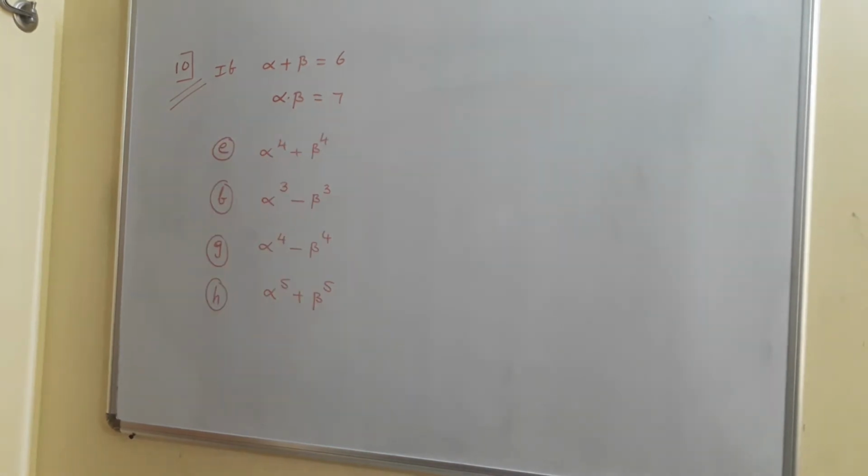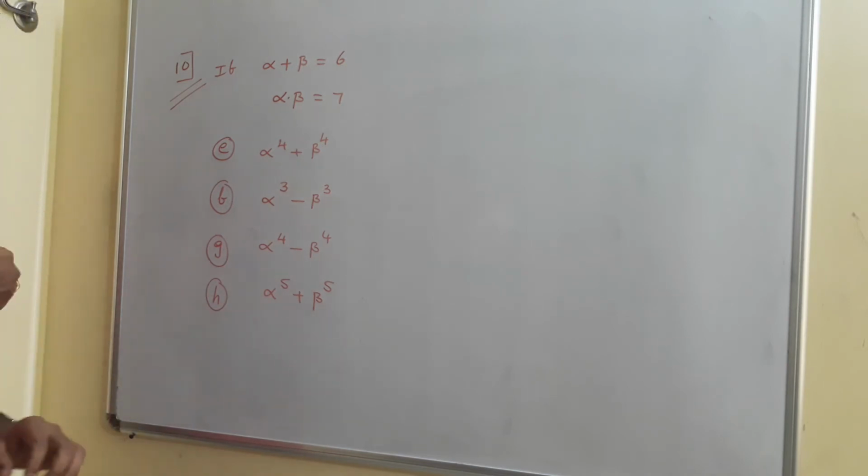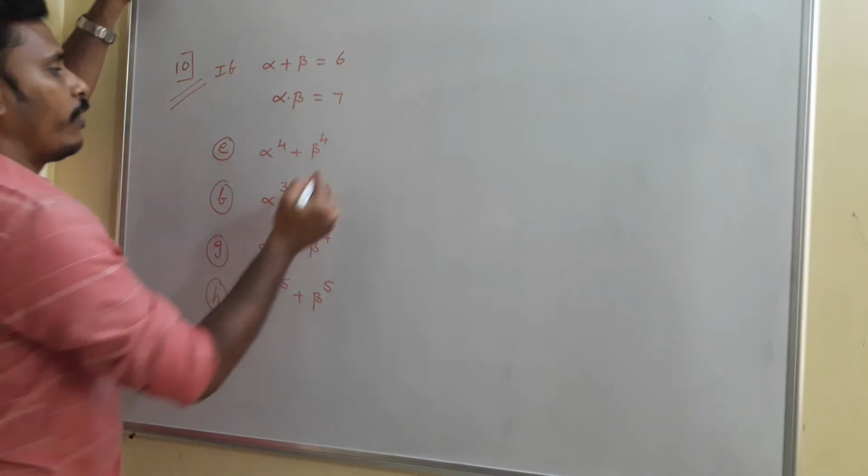In A, B, C, D, 4 problems we did. Now E, F, G, H, another 4 problems: alpha power 4 plus beta power 4, alpha cube minus beta cube, alpha power 4 minus beta power 4, and alpha power 5 plus beta power 5. I will give you explanations for one, and everything, okay?